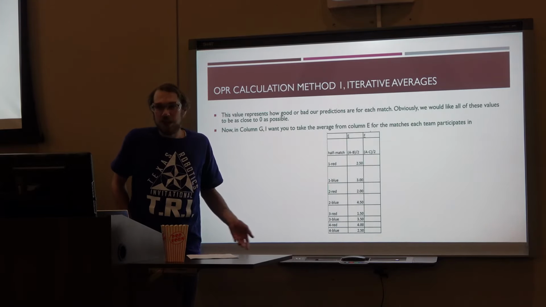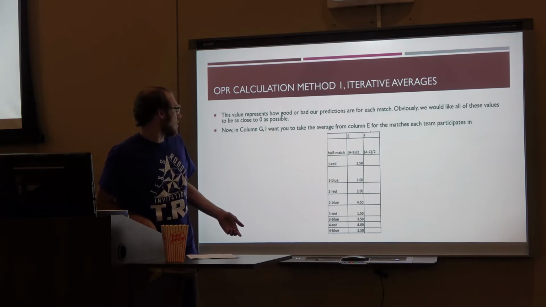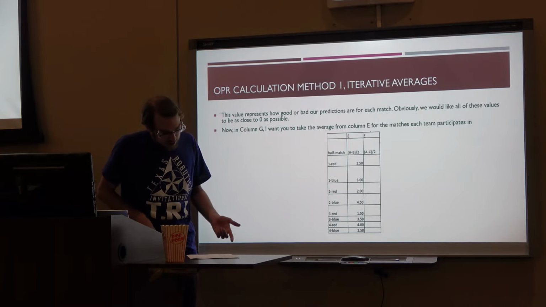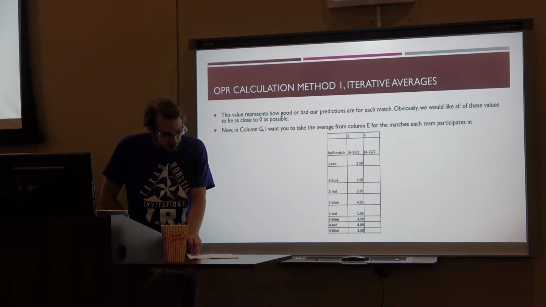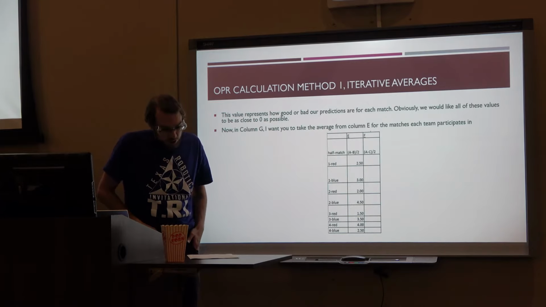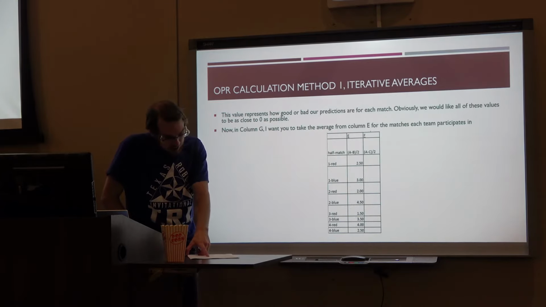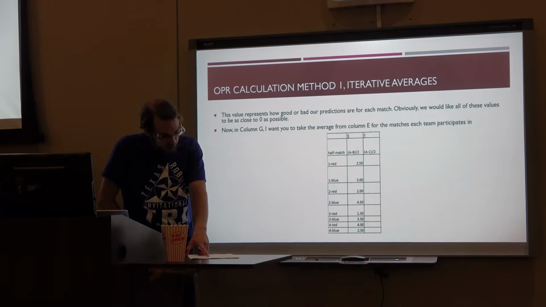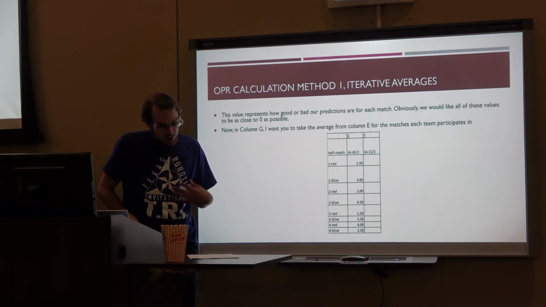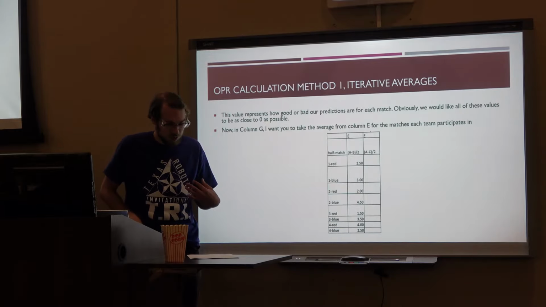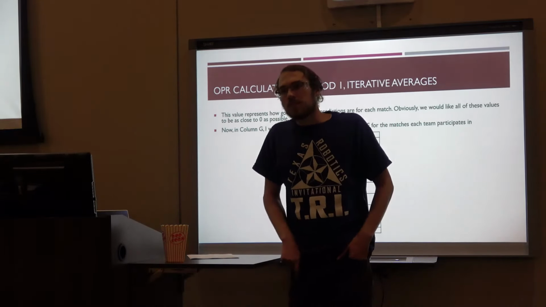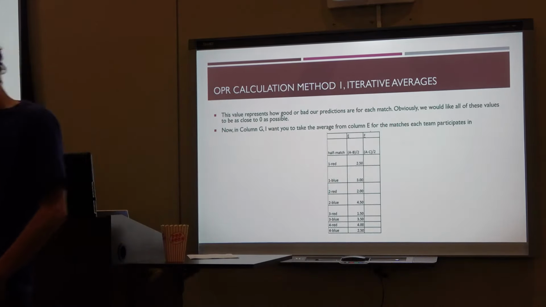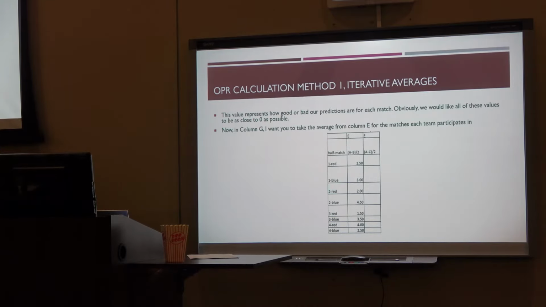So then the next step after you've done that is to go to column G and find the average of those errors for each of those teams. For each team there, I've listed which matches they're in to help you out, and I want you to take the average of those errors and put that into column G. So see if you can do that quick. And if you don't understand something, definitely let me know.